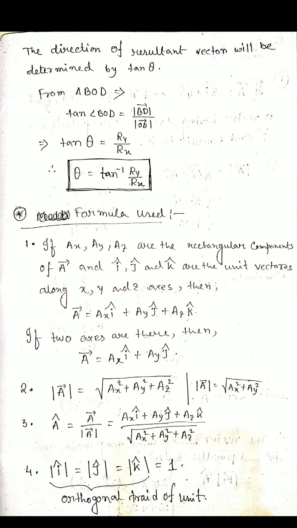How can we find out the unit vector? A unit vector is denoted by cap. Suppose we consider this is the unit vector A cap, so A cap equals A vector by its magnitude. So A vector means Ax i hat plus Ay j hat plus Az k hat divided by its magnitude, which we already get as root of Ax square plus Ay square plus Az square.